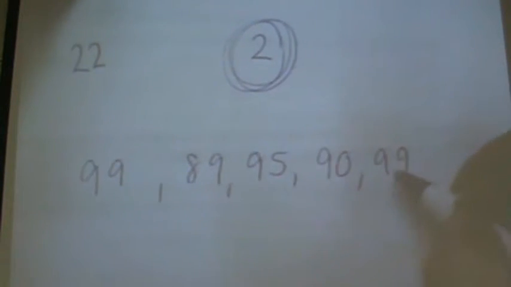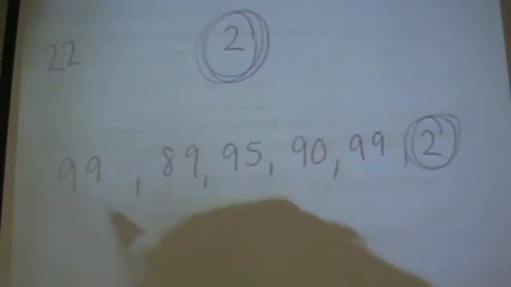Another way to think of an outlier is if you have a machine and it normally produces 100 widgets, hundreds of something. So on average, it produces 100. So one day it produces 99, one day it produces 89, one day it produces 95, another day it produces 90, then 99 again, okay? And then one day it produced 2.